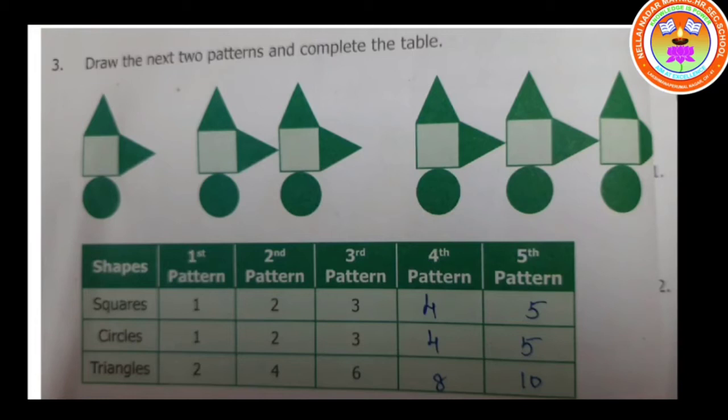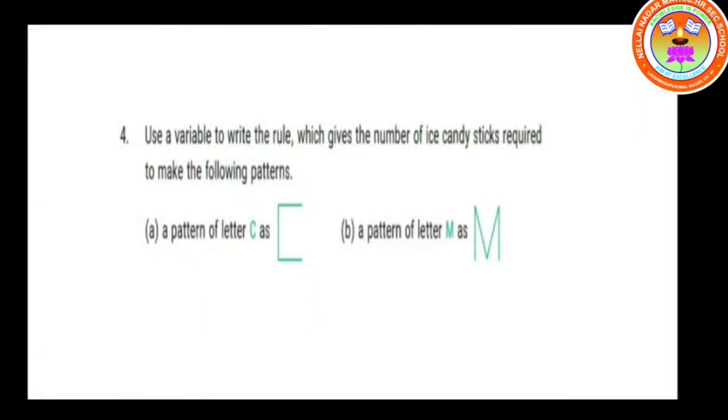In the first pattern the triangles are 2. In the next pattern you can observe 4. It is just doubled, because you have two triangles in each diagram. In the third pattern you can observe 6. So what will your next one be? 8. Very good children. Then after that you will get 10. Like that it will increase. Have you understood, children? Yes. Now let us move on to problem number 4.